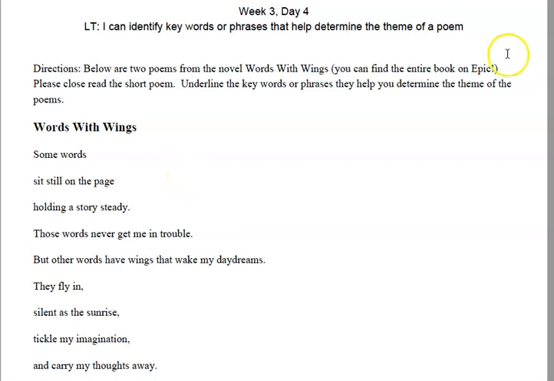And ladies, you can find the entire book on Epic. It is under our recommended reads for our classroom. So again, make sure you're doing that. I know a couple of us have finished that. Shout out to Malaya. I know that you read it.